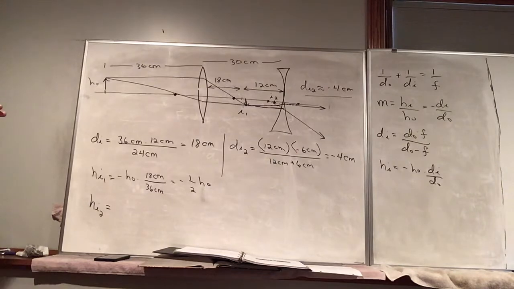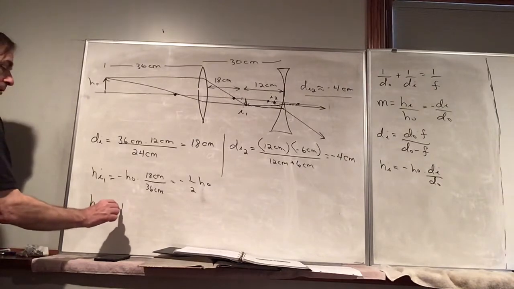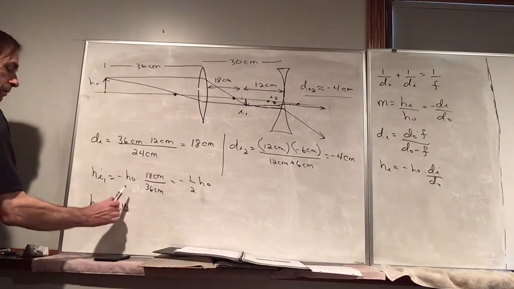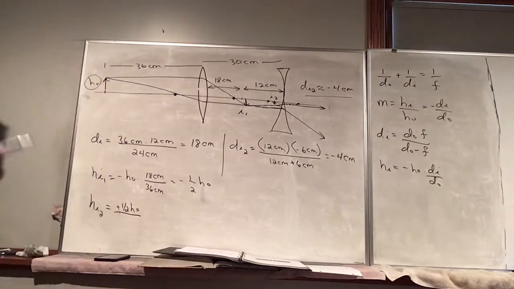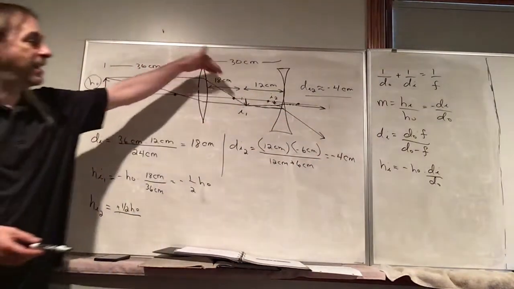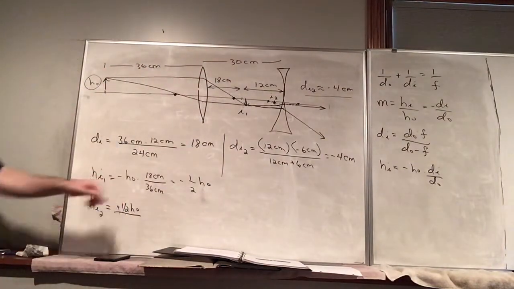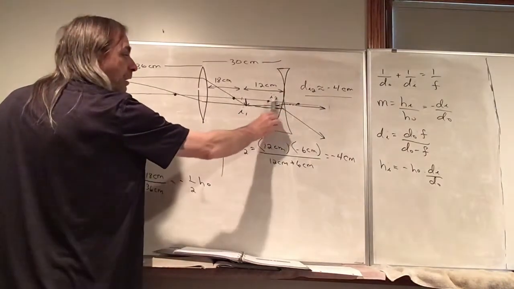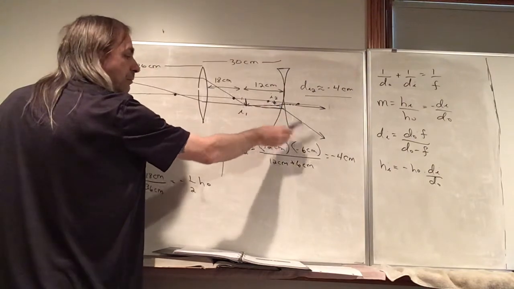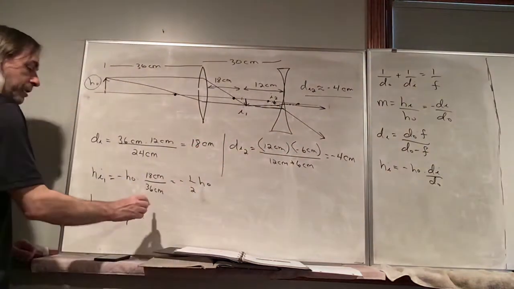So HI2, that'd be minus HO, the height of the object. So the object is image 1. So this would be plus 1/2 HO. So HO is like the original object. So we have this minus sign in front, but we also have a negative because it was flipped. So it's positive. Oh, and then we have times DI, the distance to the image. What was that? Minus 4 centimeters.